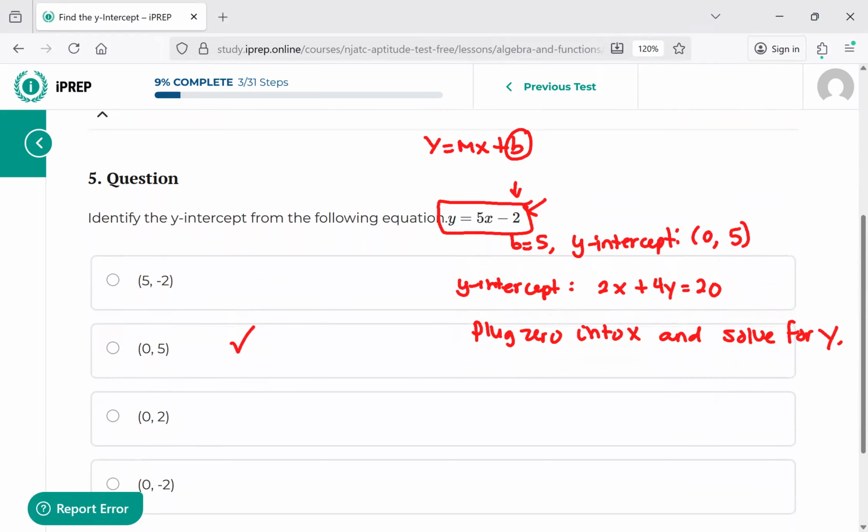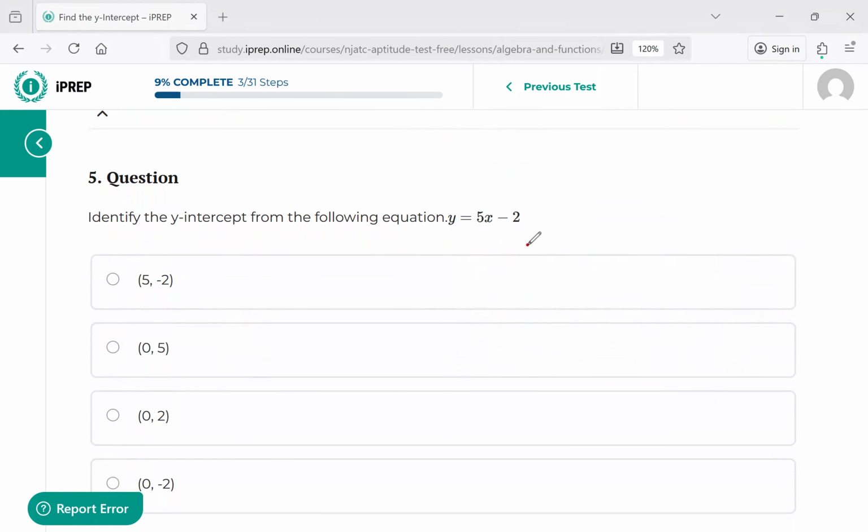Okay, this one, find the y-intercept. This one is still in the y equals mx plus b form. My b is negative 2. So my y-intercept is 0, comma negative 2. This one.